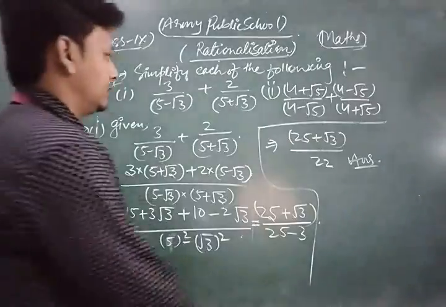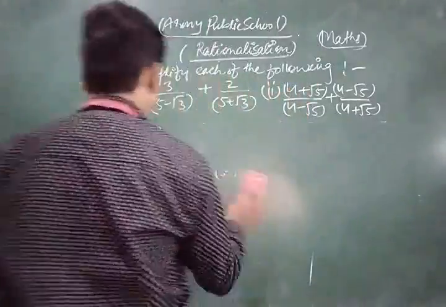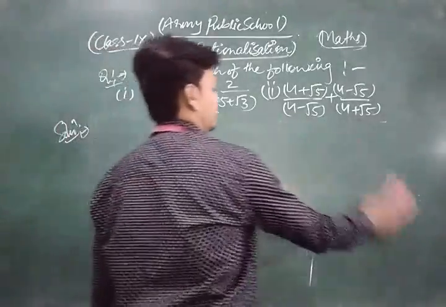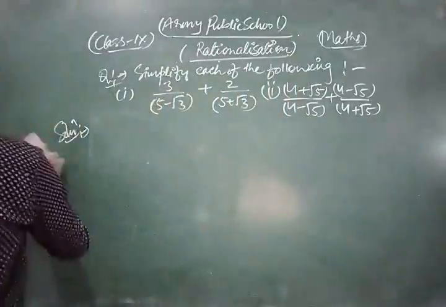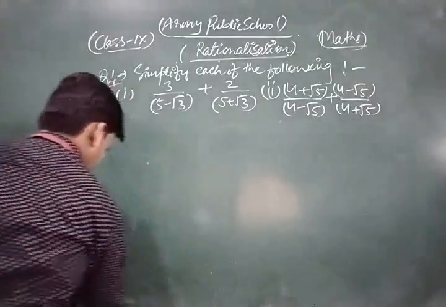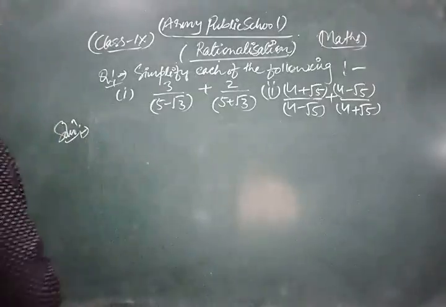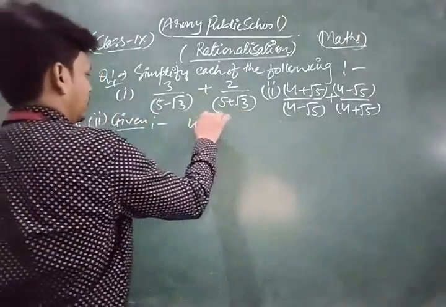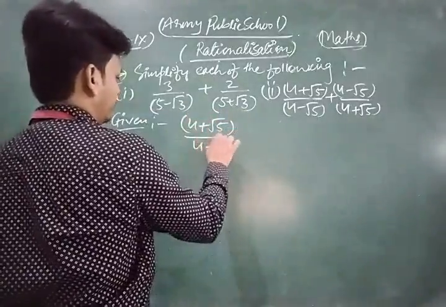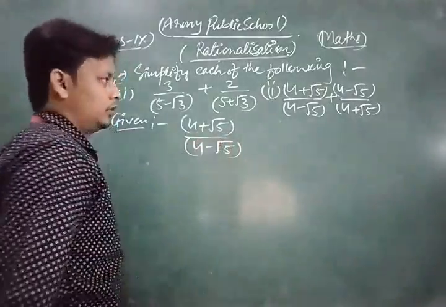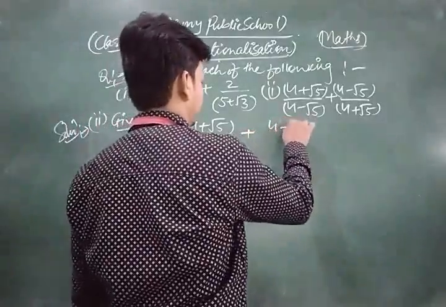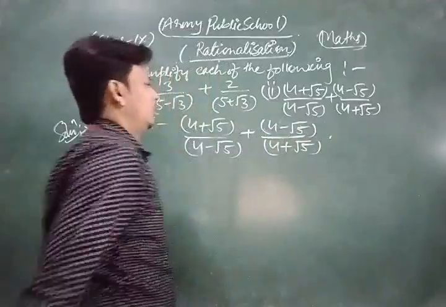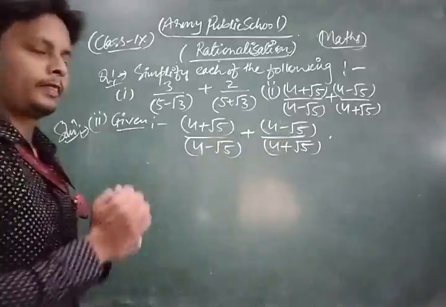Okay, now we take and solve the second part of this question. Let's see. Second part of this question is, so first of all, given expression is 4 plus root 5 upon 4 minus root 5 plus 4 minus root 5 upon 4 plus root 5.